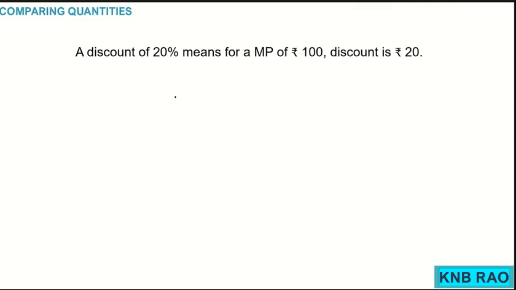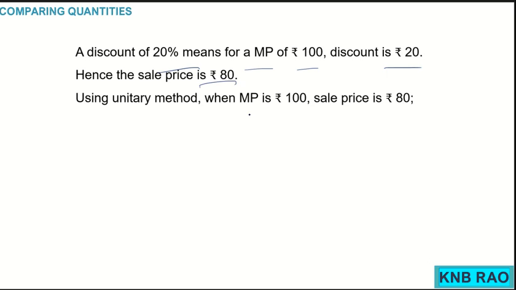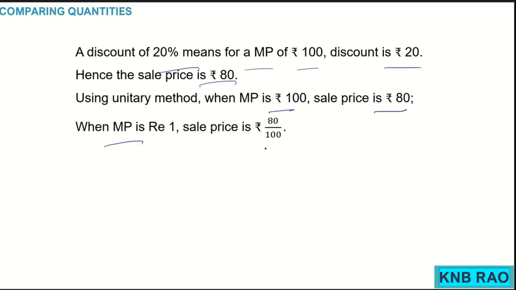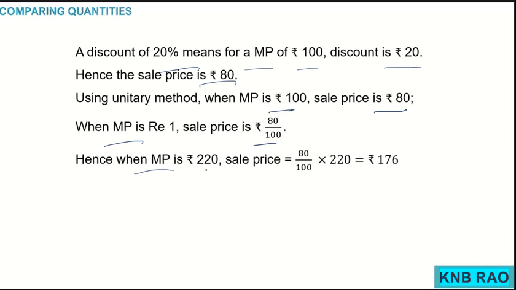A discount of 20% means for an MP of 100 rupees the discount is 20, hence the sales price is rupees 80. Using the unitary method, when MP is 100 rupees, the sale price is 80 rupees. If MP is rupee 1, then the sale price is 80 by 100. Hence, if MP is 220, then the selling price is 80 by 100 into 220, which gives a selling price of 176.